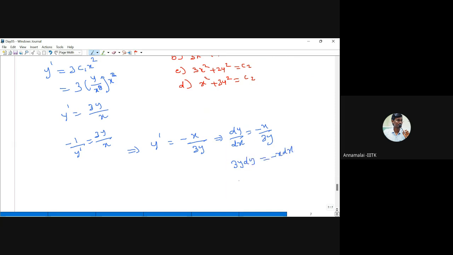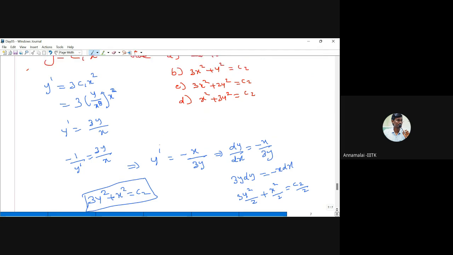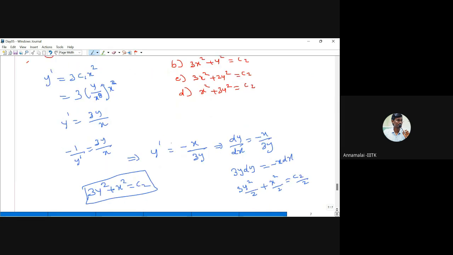So therefore, 3y square by 2, and you can take this x dx to this side. If we integrate, we get x square by 2. We can adjust the constant as c2 by 2. Now we multiply by 2 on both sides. We get 3y square plus x square equal to c2. So this is the orthogonal trajectories of the given family. Therefore, the correct one is 3y square plus x square, the last option. The last option is correct.